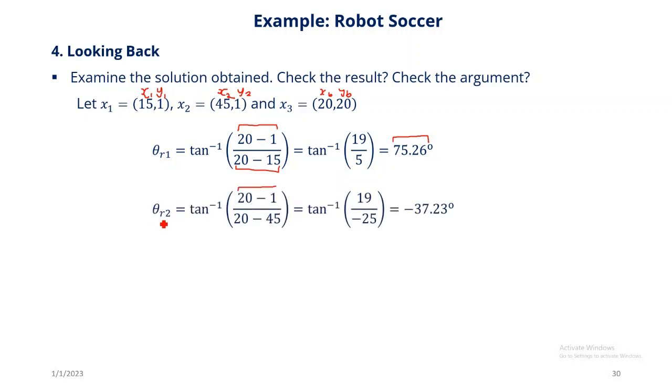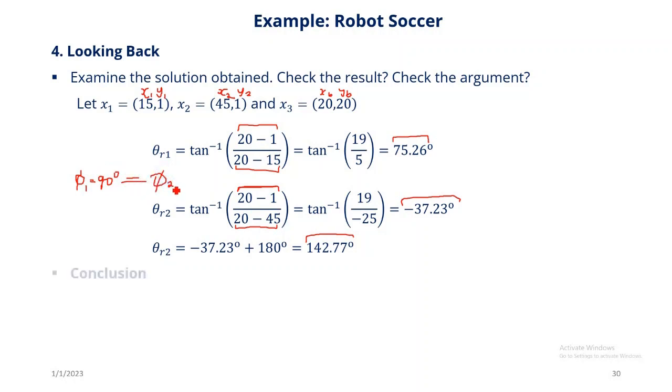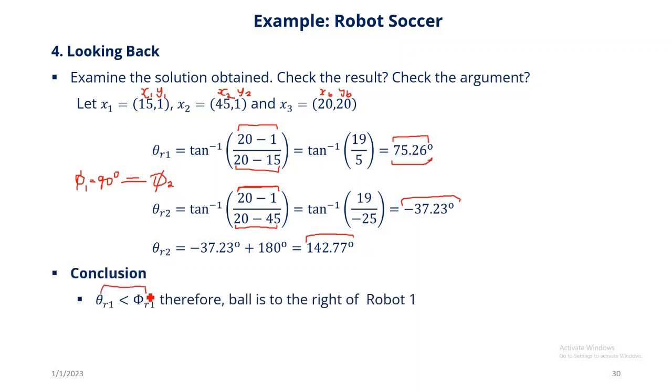In the same way, we calculate theta 2. It is y ball minus y2 over x ball minus x2. We take the arctangent, which gives us minus 37.23. Whenever you have a negative angle, you add 180 degrees to it, and that gives us 142.77 degrees. So if we assume phi 1, not theta, phi 1 equal to 90 degrees, and phi 2 is the same as 90 degrees, then we can conclude that the first one is less than 90 degrees. Therefore, the ball is to the right of robot 1. While for the second one, the ball is to the left of robot 2.